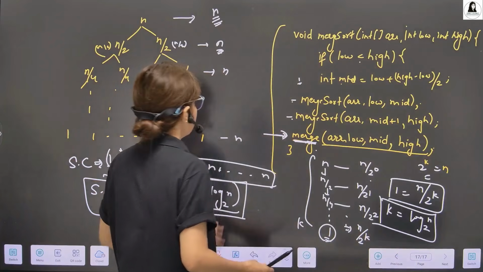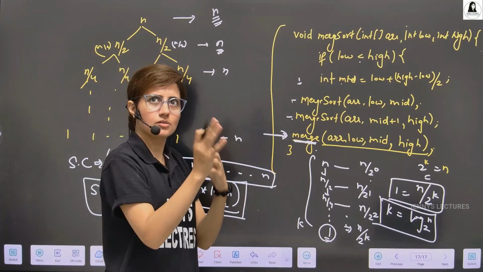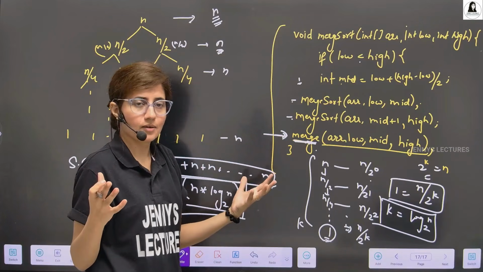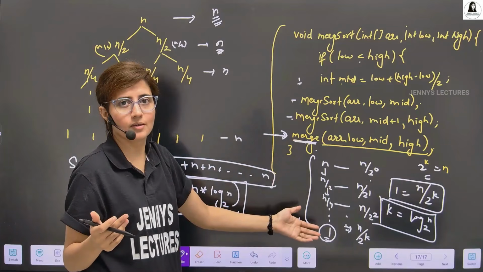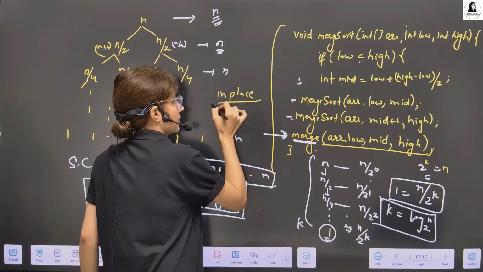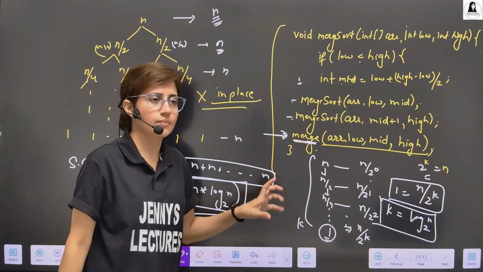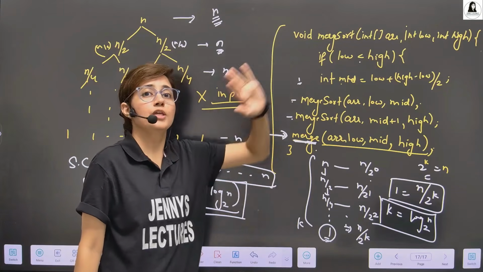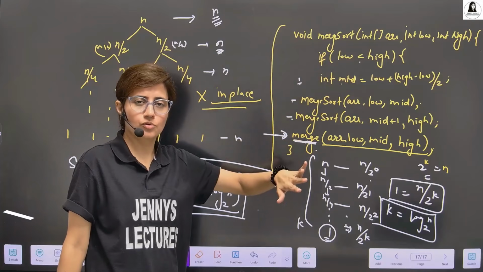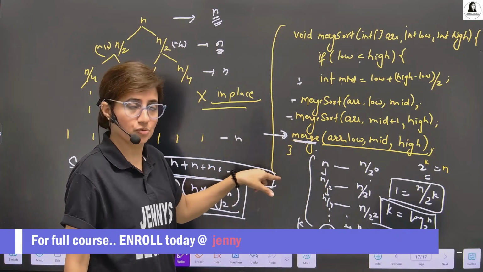Now one point: is it in place? In place means within the same array, we just sort the array. No, but here we are taking a temporary array. So it's not in place. The default version of merge sort is not in place. In place can also be done, but those variants of merge sort are very complex and rarely used. This variant is the one that is used.